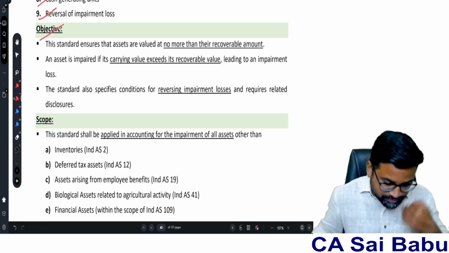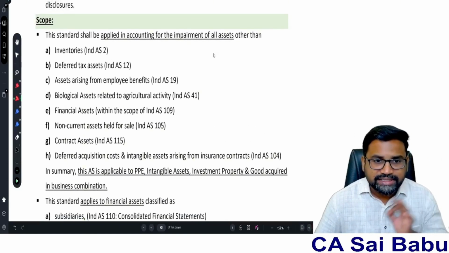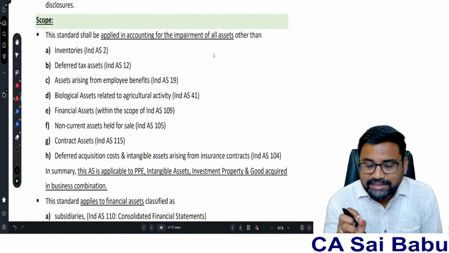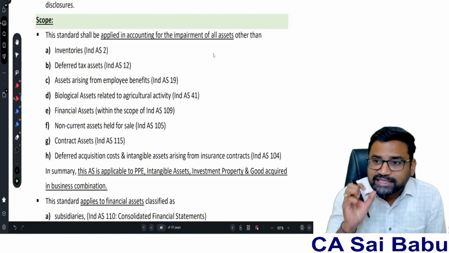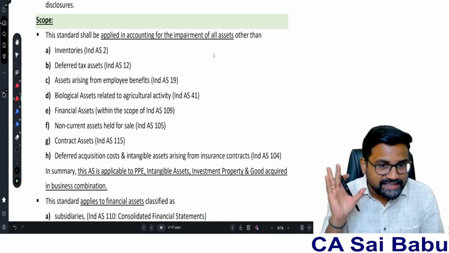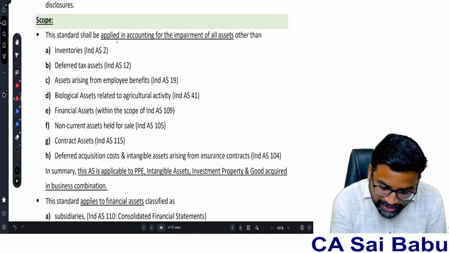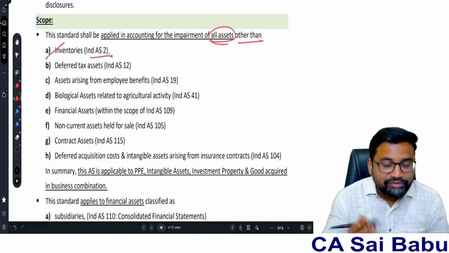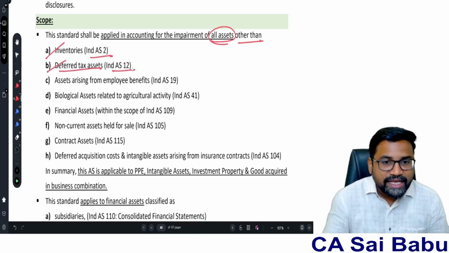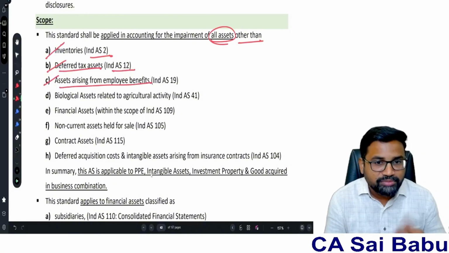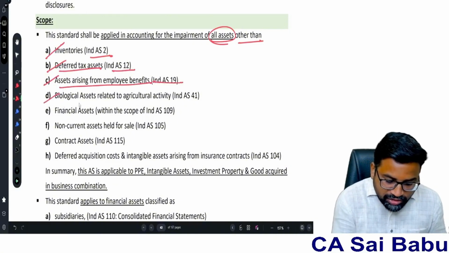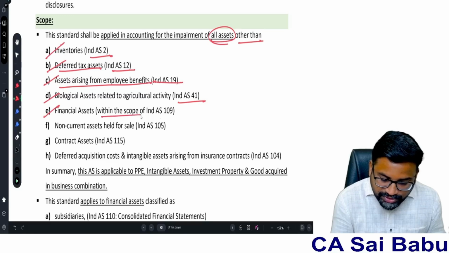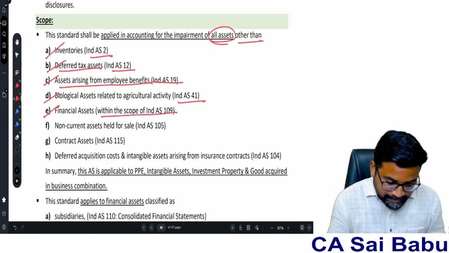Not much important. Now scope. Very, very important. Whether this standard, impairment of assets, is going to apply for all the assets? The answer is no. There are some exceptions. This standard shall be applied in accounting for impairment of all assets other than inventories, because we have Ind AS 2. Deferred tax assets, Ind AS 12. Assets arising from employee benefits, Ind AS 19. Biological assets relating to agriculture activity, Ind AS 41. Financial assets within the scope of Ind AS 109, financial instruments.